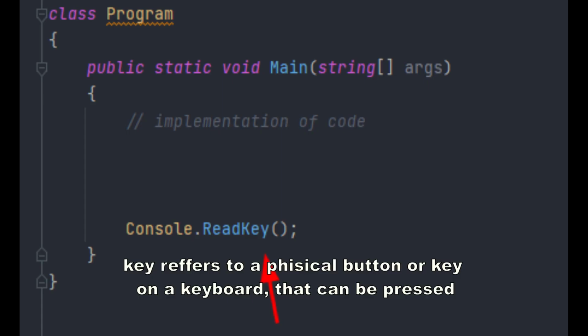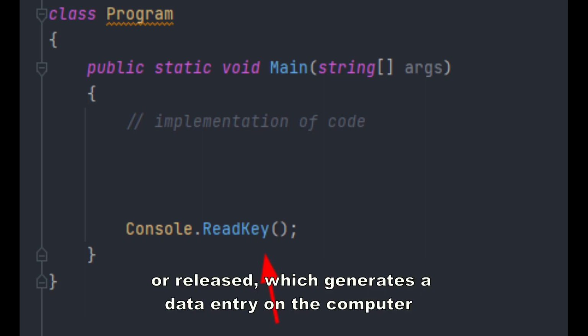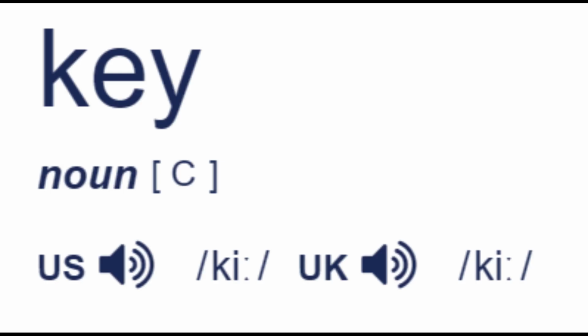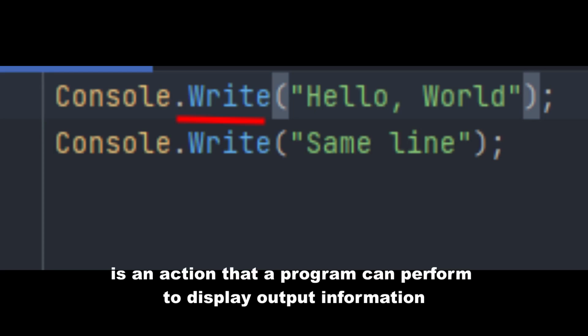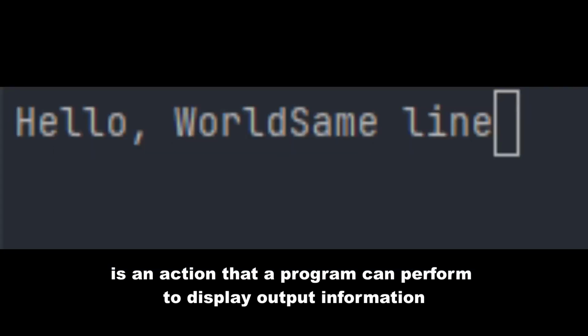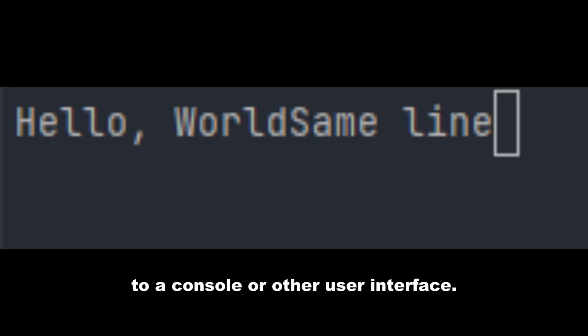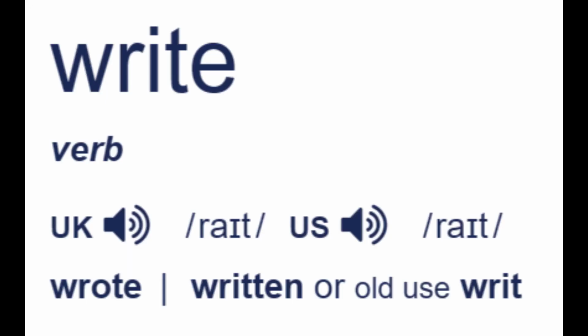The key refers to a physical button or a key on the keyboard that can be pressed or released, which generates a data entry on the computer. Key. Again, key. Write. Write is an action that a program can perform to display output information to a console or other user interface. Okay, let's pronounce it now. Write. Nice.